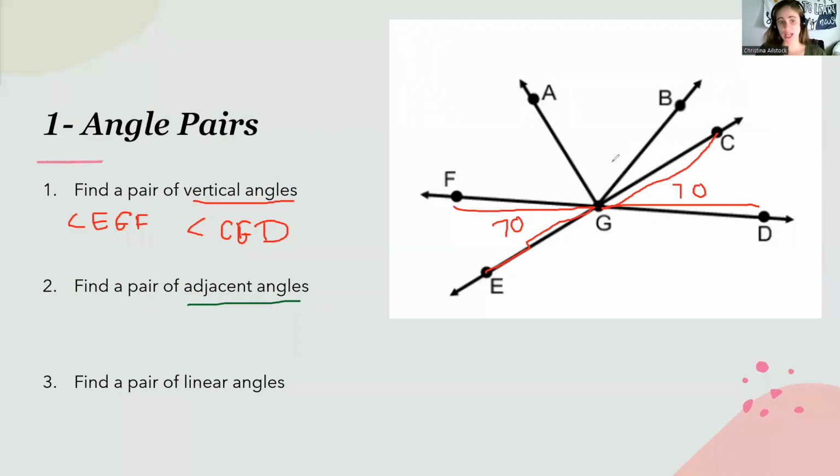So I'm just going to select two of them that don't have any markings yet on them. So let's go ahead and pick AGB. So angle AGB, and we could either say it is adjacent to BGC, or we could do AGF, because in both cases, they share that vertex and they share a side, meaning they're adjacent, they're next to each other. Let's go ahead and do BGC.